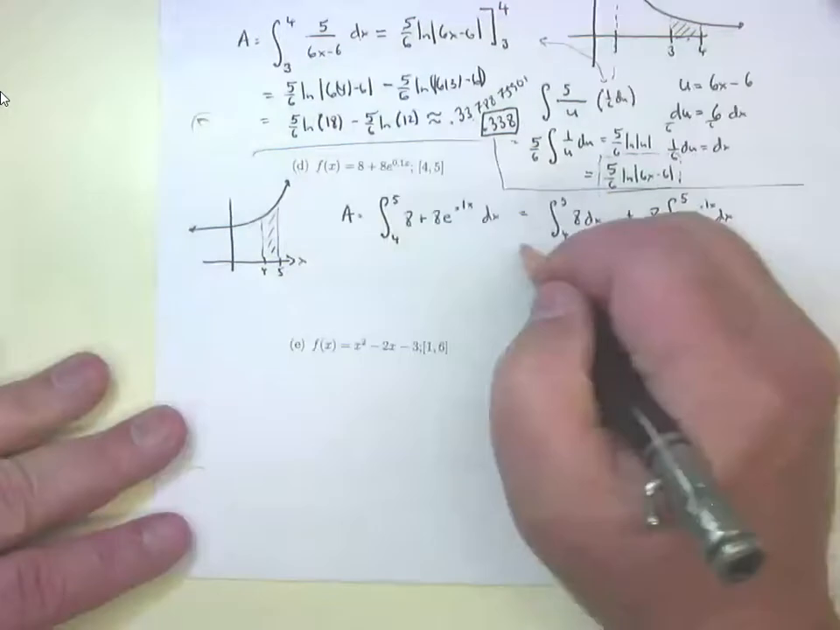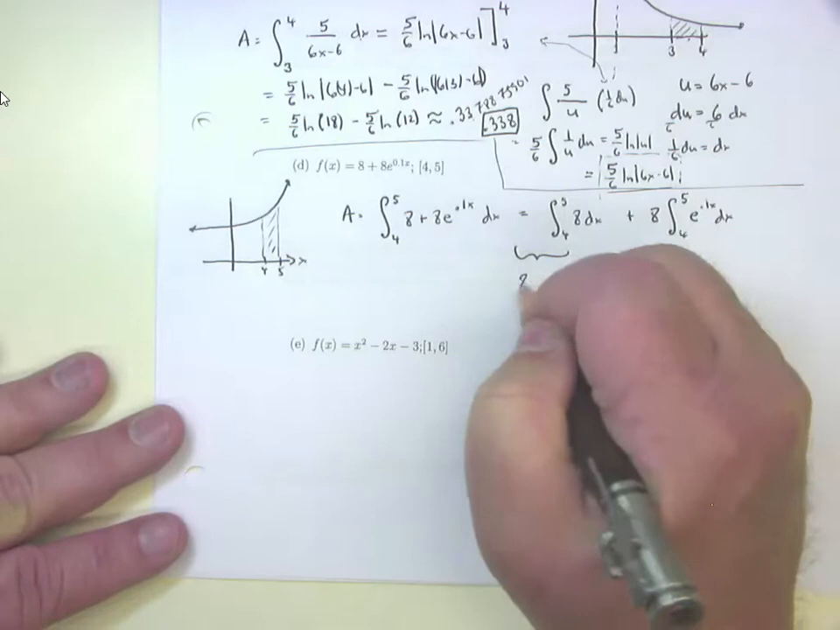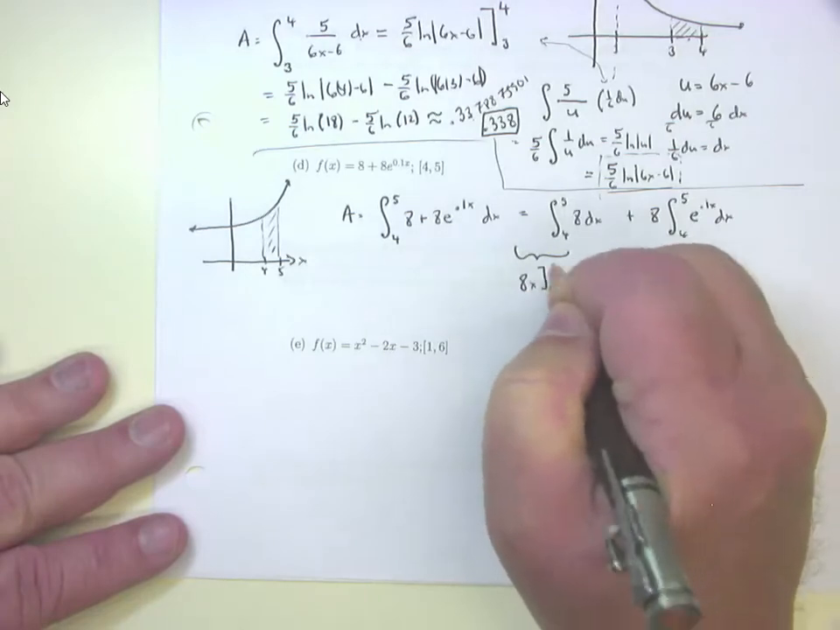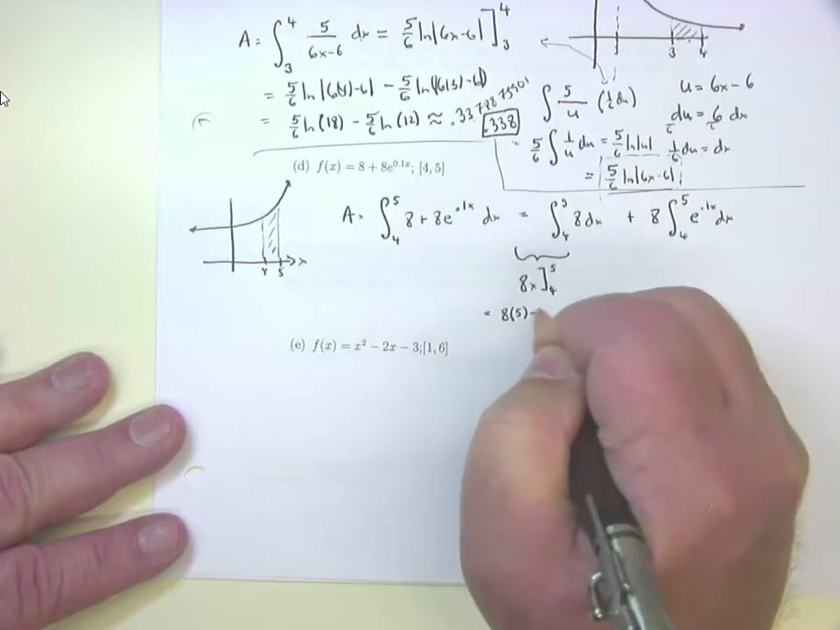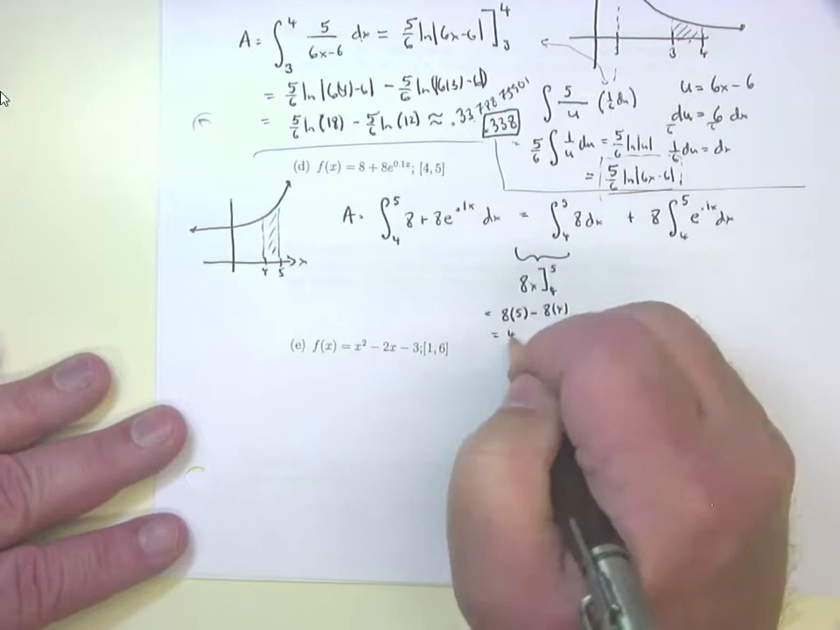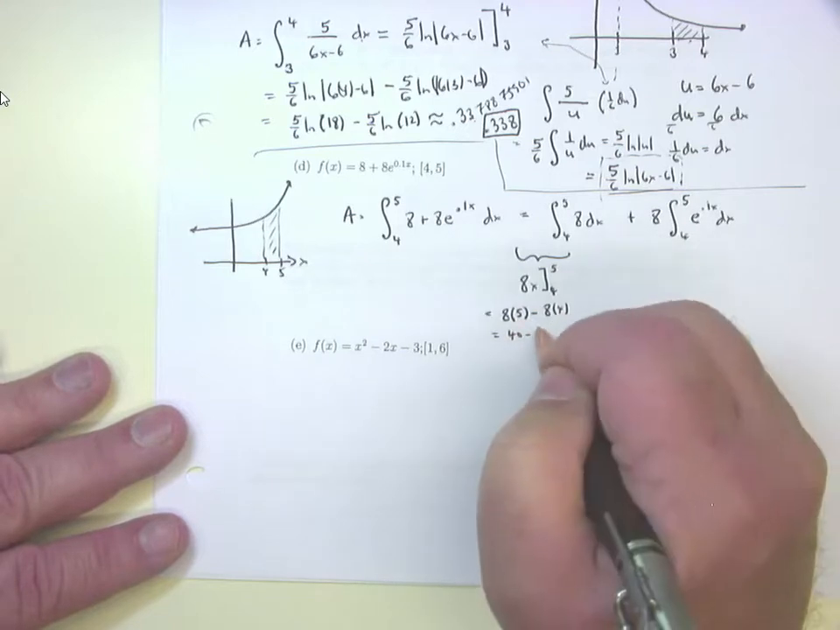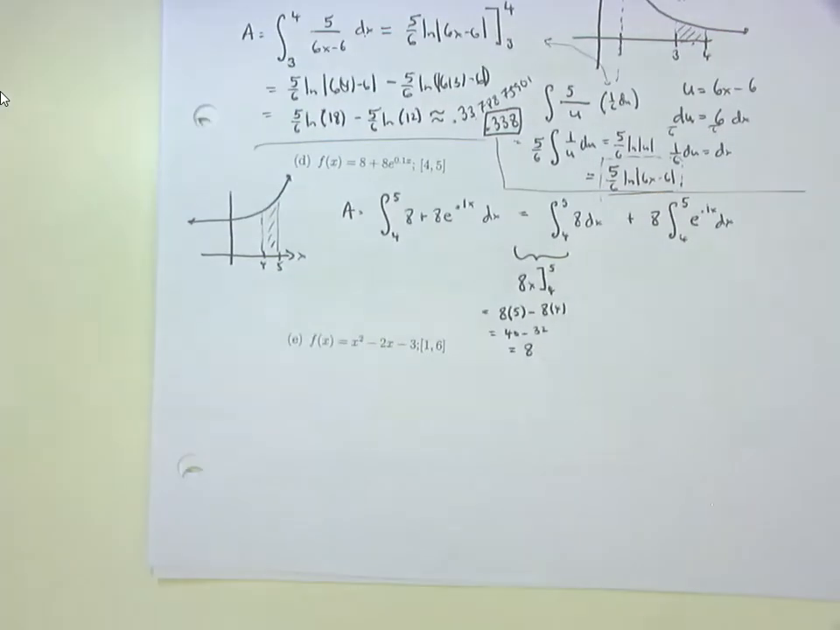Well, let's integrate this first guy first. What's the integral of 8 with respect to x? That's your first rule that you memorized. Integral of a constant dx is a constant times x. That would be 8x evaluated from 4 to 5. Fundamental theorem, plug in top: 8 times 5, minus plug in bottom, 8 times 4. 8 times 5 is 40 minus 8 times 4 is 32. What do I get? Does that make sense? That's the first part.